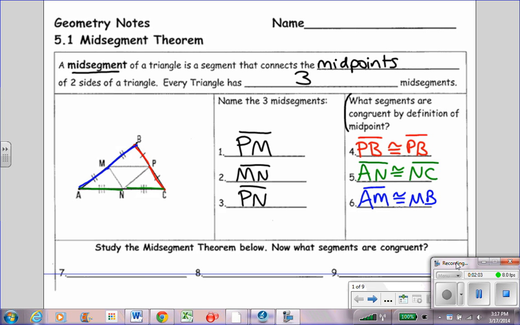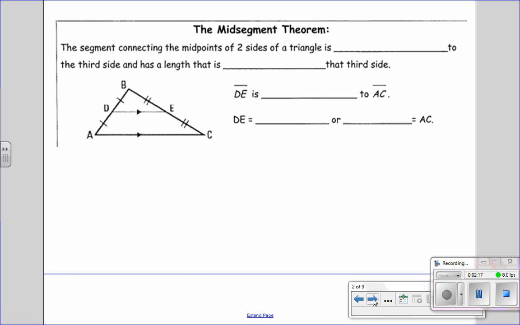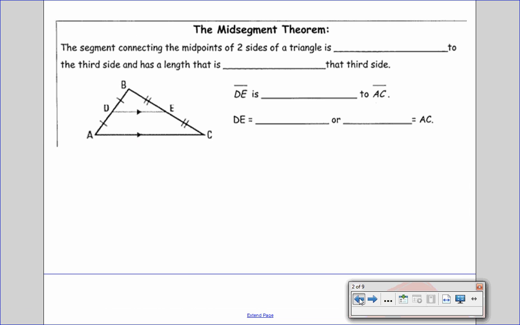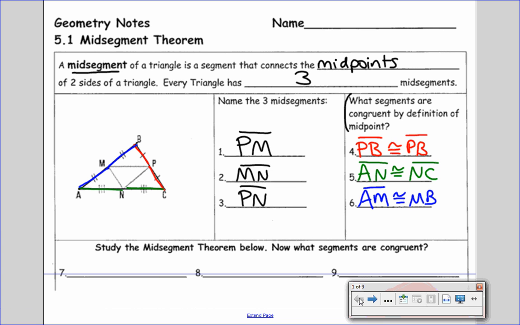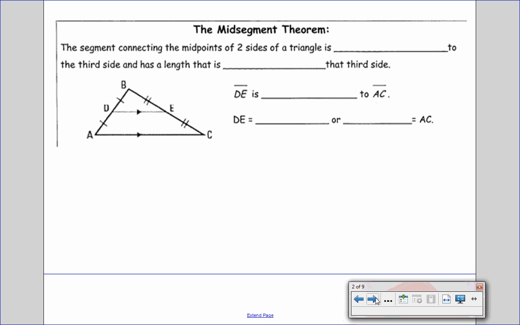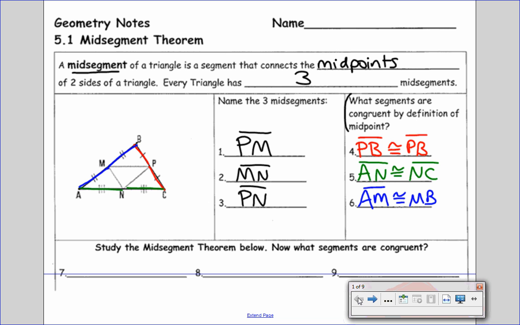All right, now do these match? Let's see. PN, AN. I don't know. Okay, so we're going to go down to the next page. Did I mess up on my cutting? Study the midsegment theorem below. All right, we're going to cross this off.